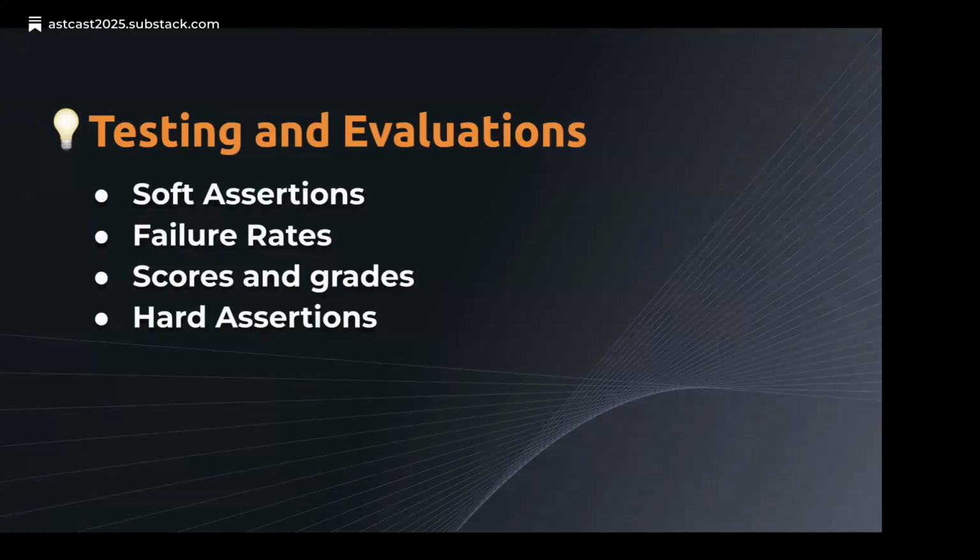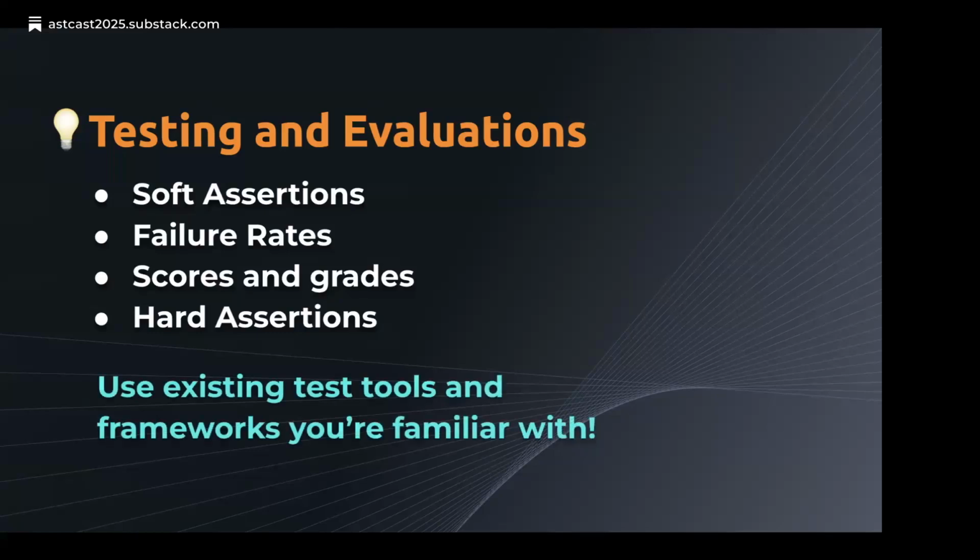So in testing and evaluations, in the AI space, soft assertions make a lot of sense. You can still do hard assertions, of course, like I showed you in that example, but failure rates, scores, gradients, that's usually what we're using instead of how good is it and is it good enough? If it's 90% good, is that good, or is it 95% that's better? You have to come up with that number.